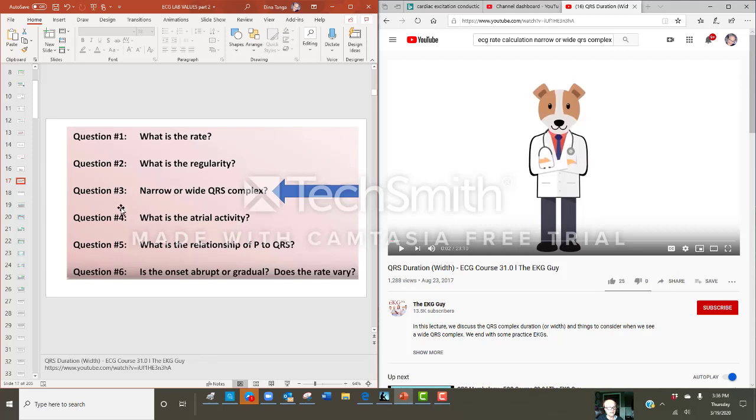Okay, so now we are at question number 3. Narrow or wide QRS complex. So let's see what the EKG guy has to say about this.